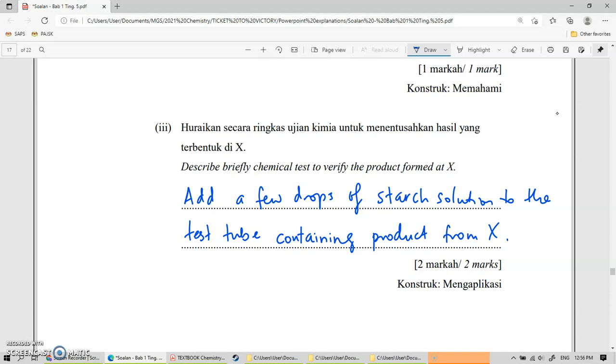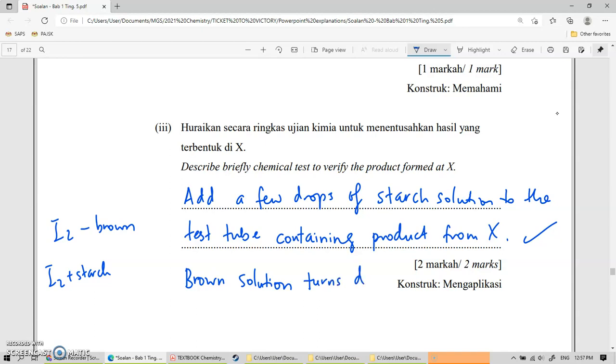So what we do is we actually take a dropper, remove some of the product from X and put it in a test tube. Inside the test tube we add a few drops of starch to the product. The first mark is for what you do. The second mark is for your observation. Iodine is brown in color, so the brown solution, after you add starch to it, turns dark blue. This one you learn in bio. After you add starch to iodine, it will turn dark blue. That is the second mark.